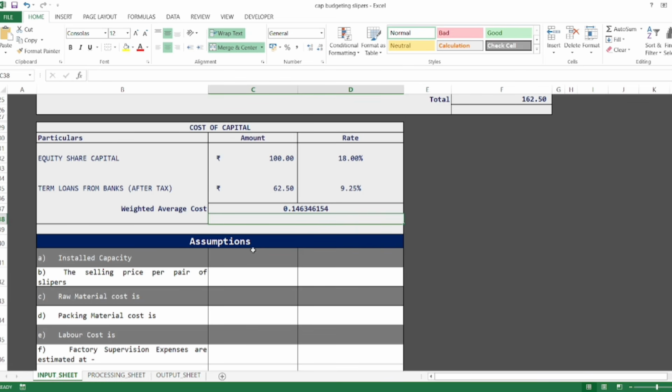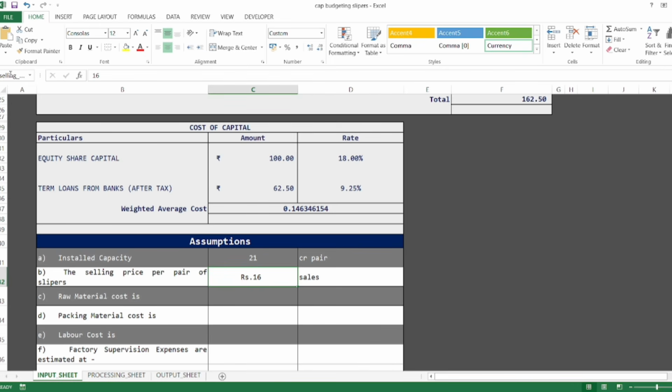So moving further in the sheet, that is assumptions. We'll write the assumptions here. Installed capacity, we are given 21 crores pair, and the selling price per pair of the slippers is 16. We'll rename it as selling price, and for 21 we'll rename the cell as capacity.